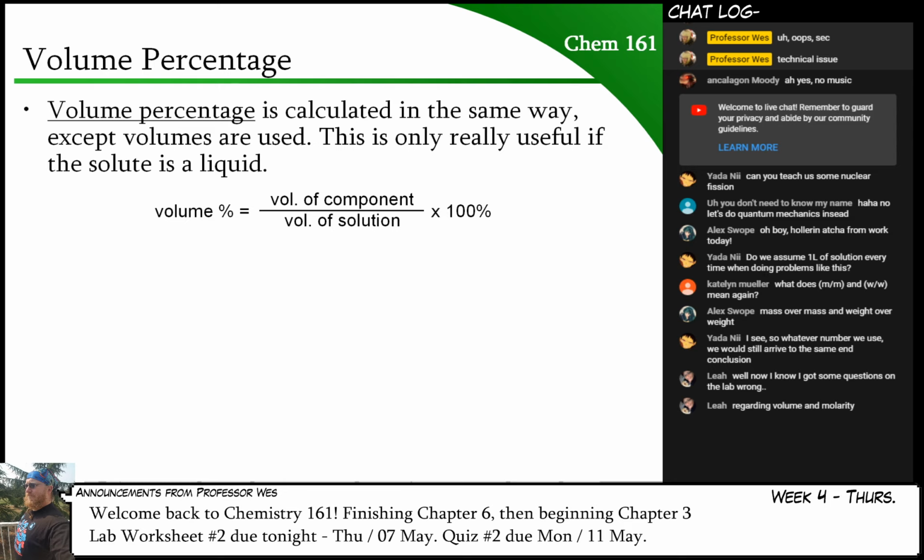All right, let's do another one. This time we're going to look at volume percentage, but it operates exactly the same way because we're just using volumes instead. So here's the formula for that. Volume of component divided by volume of solution times 100%.